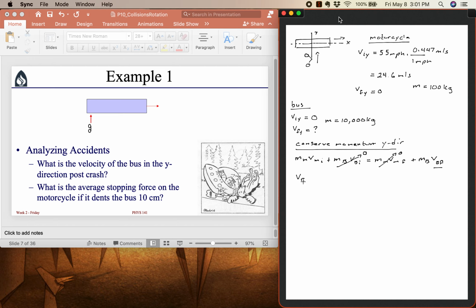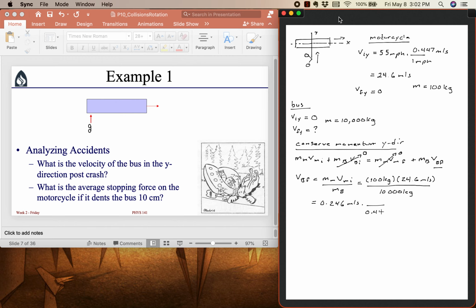So the velocity of the bus final is going to be equal to the mass of the motorcycle times the velocity of the motorcycle initial divided by the mass of the bus. So we then can plug in some values. The mass of the motorcycle we're estimating to be about 100 kilograms, and the motorcycle was traveling 24.6 meters per second, and then we divide by the mass of the bus, 10,000 kilograms, and we get a final speed of the bus in the y direction of 0.246 meters per second. And if we want, we can convert that back to miles per hour.